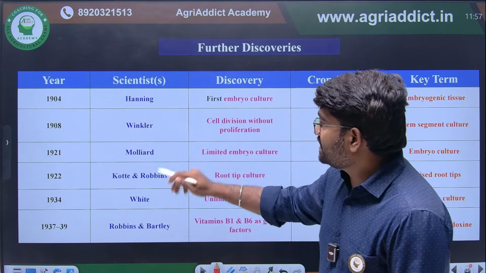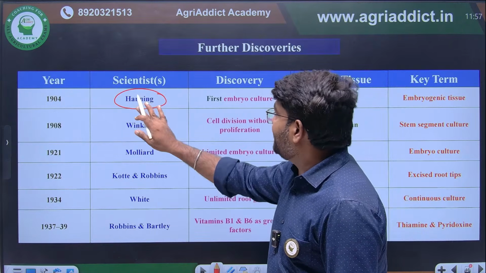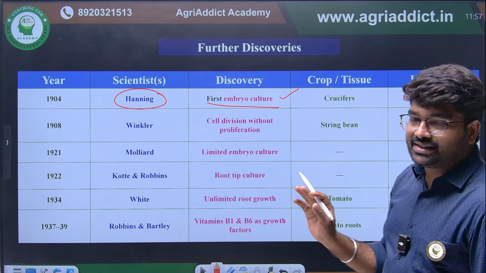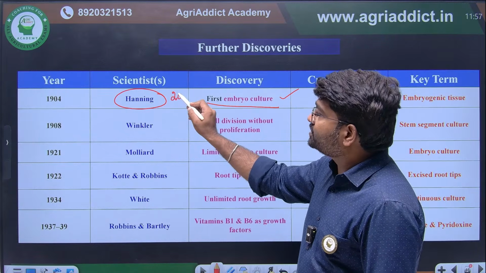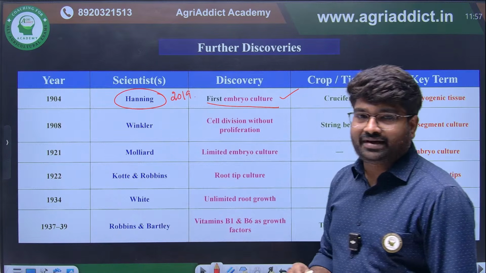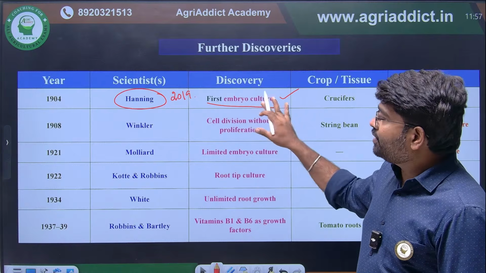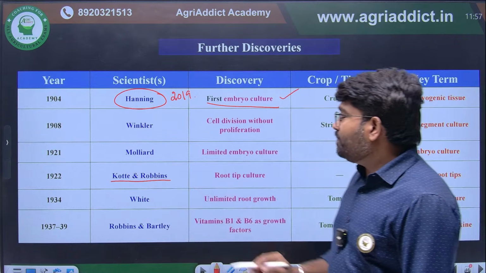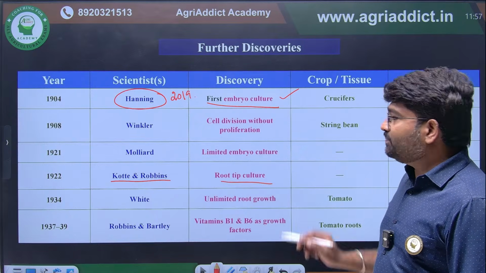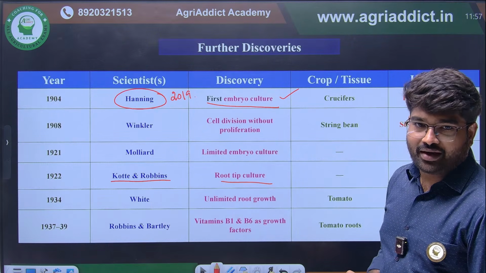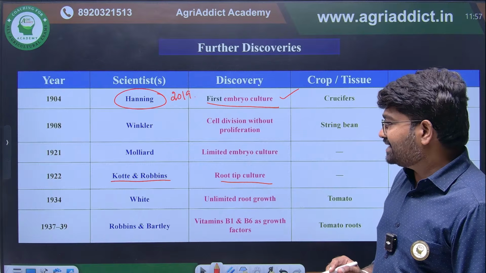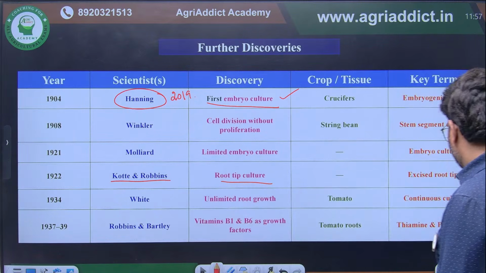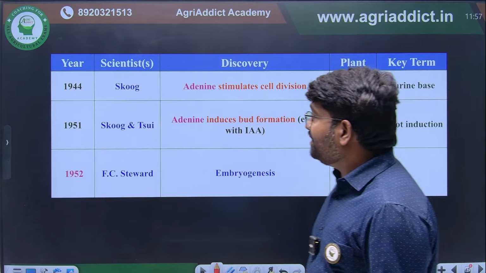First, Hanning. Hanning discovered embryo culture. This is a JRF 2019 question. Embryo culture was given by Hanning. Another important thing, Robinson and Cotti gave the root tip culture. This is another important point. Just go through it once. From here you will get questions, whatever the important points that I am going to discuss.